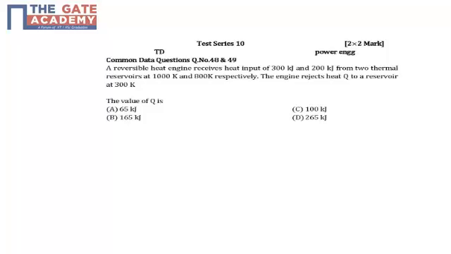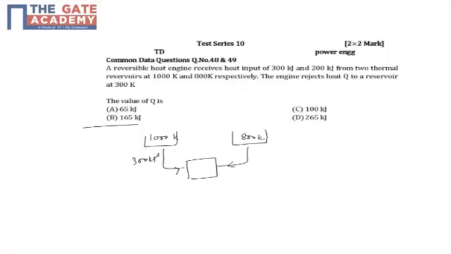Let's discuss a common data question from thermodynamics. You have a reversible heat engine which receives heat input of 300 and 200 joules from two thermal reservoirs. So you have two thermal reservoirs, one at 1000 Kelvin, the other at 800 Kelvin, and these are giving heat to the engine. This receives 300 kilojoules and 200 kilojoules.